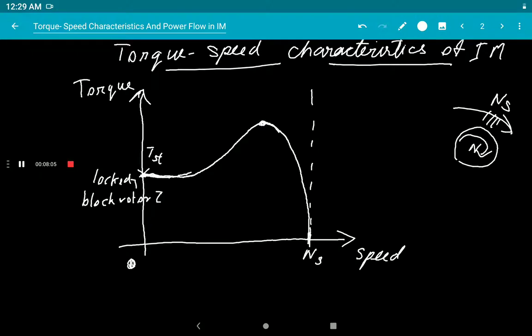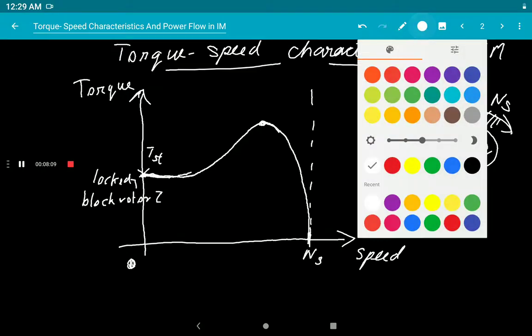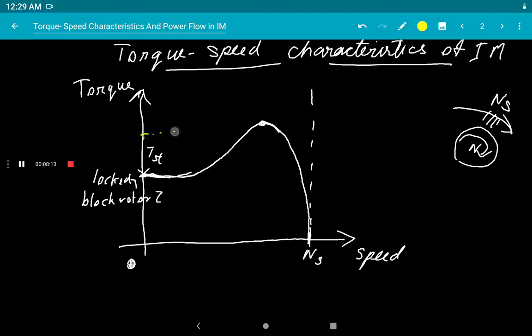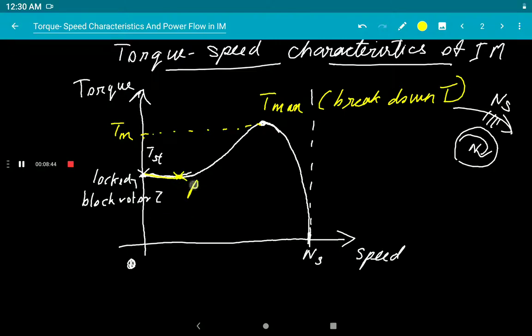And this is another important point, where the maximum torque is produced. Here you can see the maximum power and maximum torque produced. This maximum torque is denoted as T max, and it is known as the breakdown torque. The lowest torque value below it is known as the pull down torque.